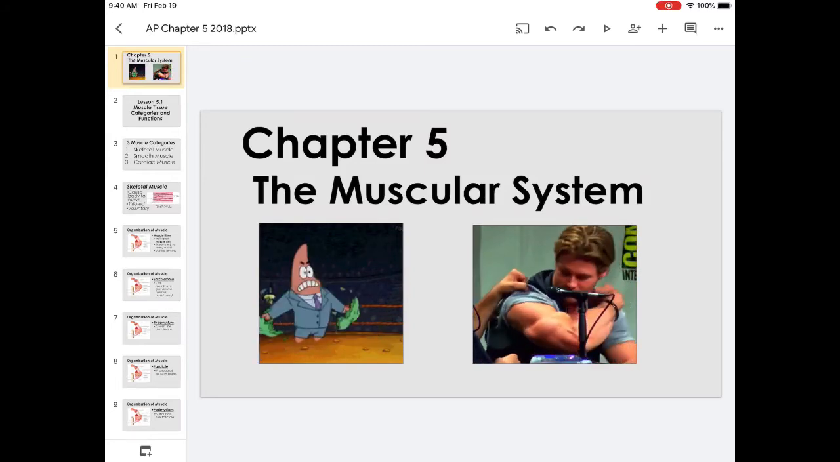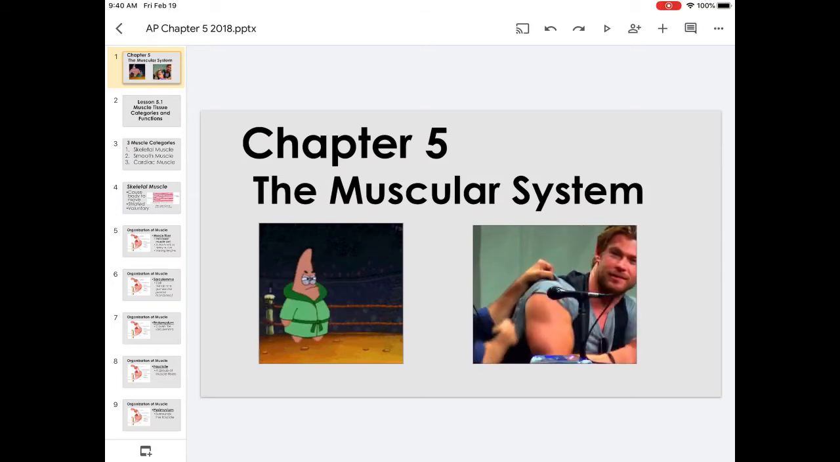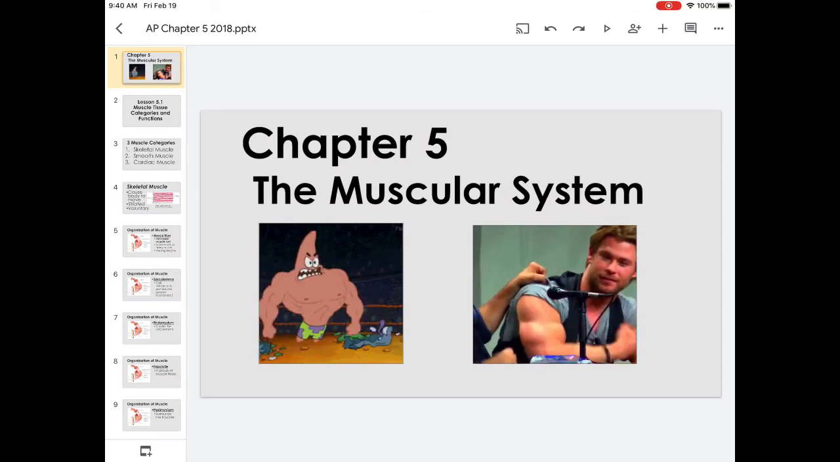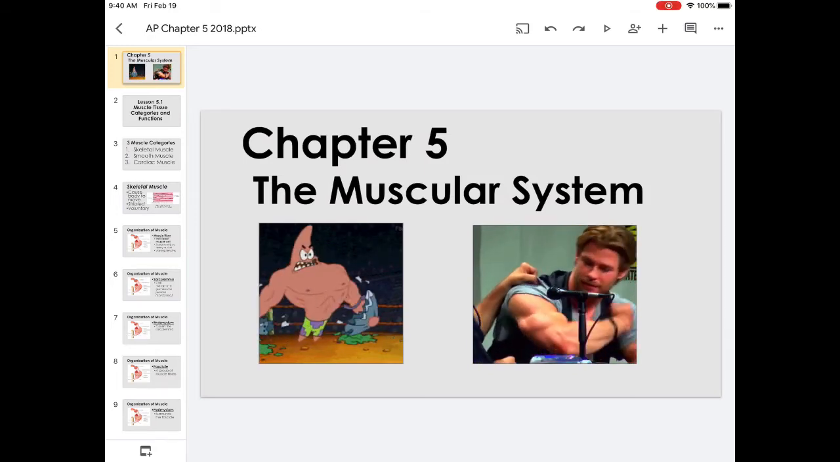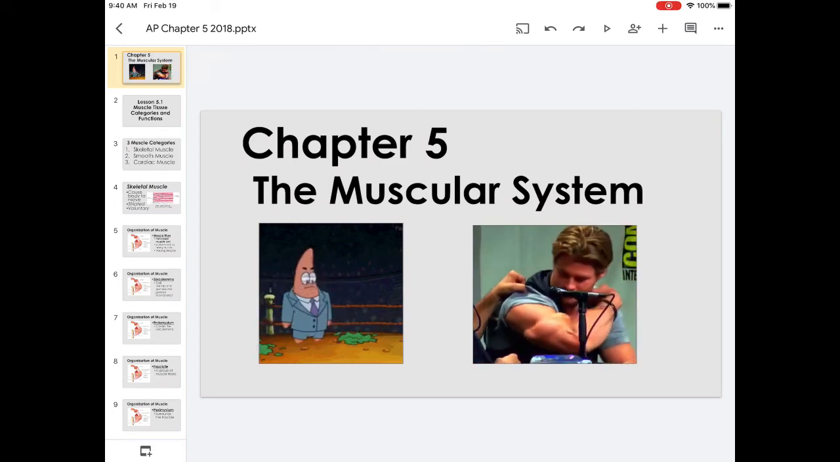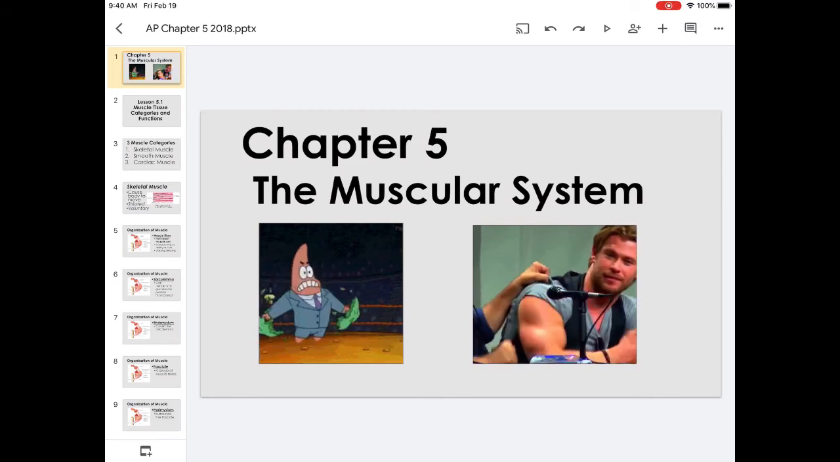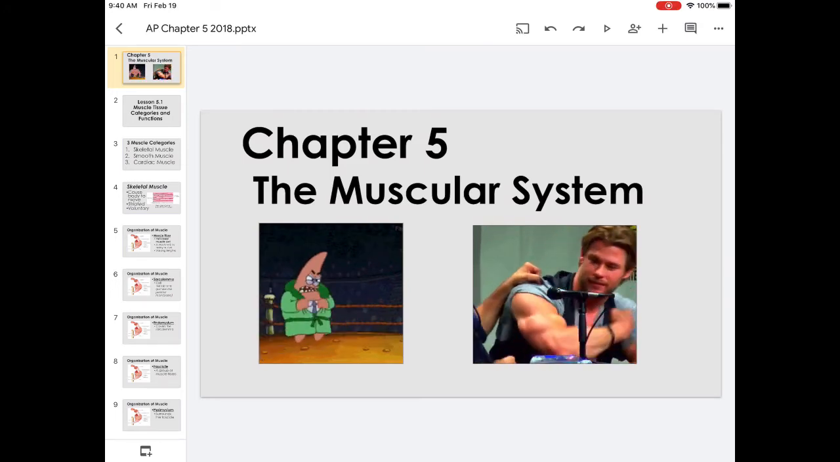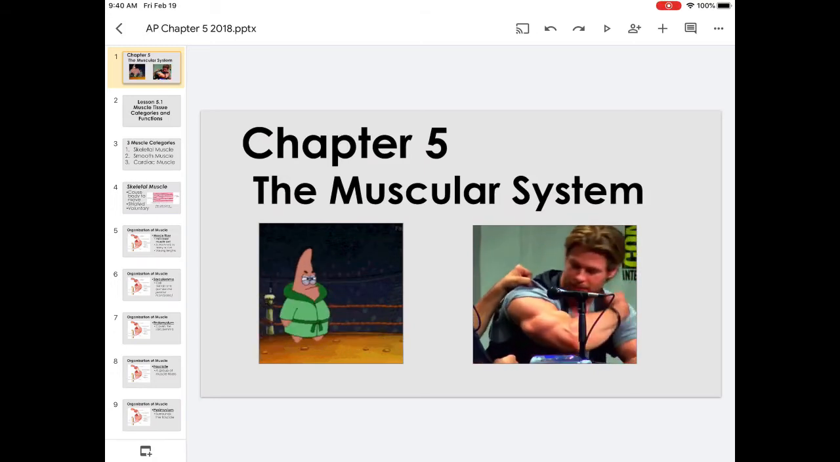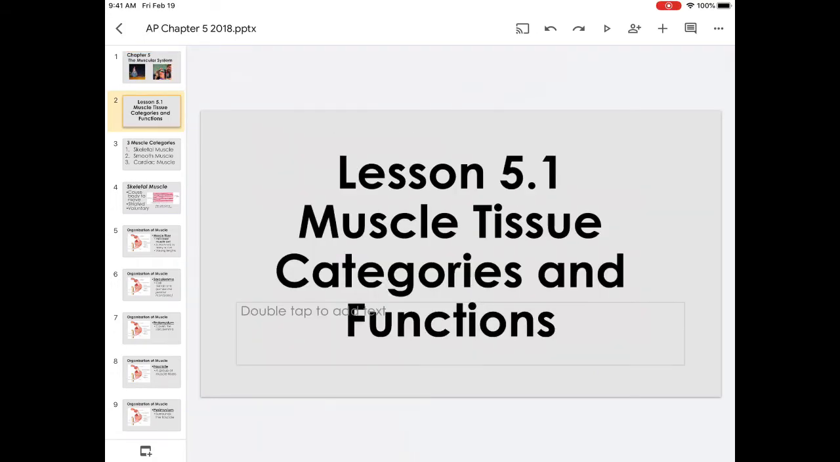So today we are going to start chapter 5. I know we just finished up chapter 4, which was really long. Chapter 5 is similar to chapter 4 in, I guess you could say, the length, but there's also going to be some memorization that needs to happen because now we're going to get into the muscular system. As you can see, we have two amazing models right here, Patrick Star and of course Thor, or Chris Hemsworth.